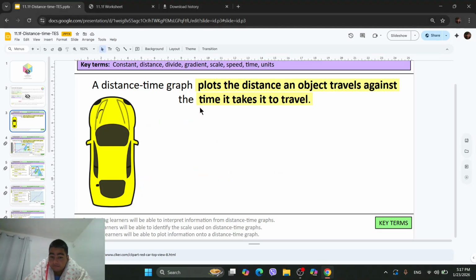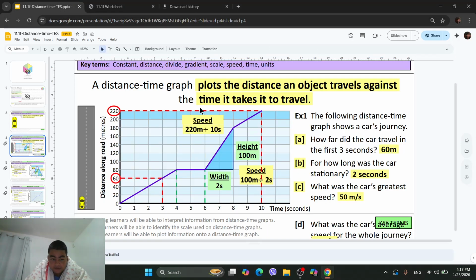Let's take a look at this slide. We have this same car over here. It starts over here, and when you take a look at this graphing sheet, you can see that we plot time on this axis and distance along this axis. This is the car right over here, and this is the distance that the car travels along this road.